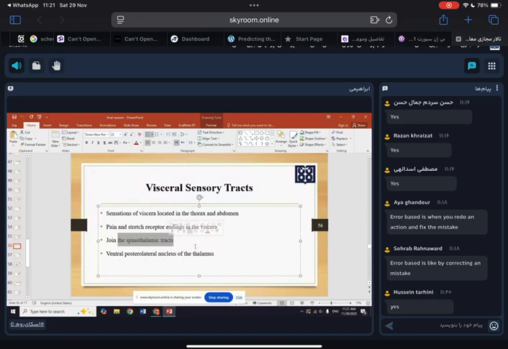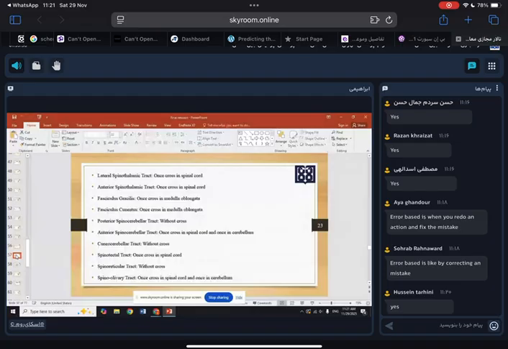Which part of thalamus? Same as before, VPL, nucleus of thalamus. By means of this part, we receive the information from the visceral organs.